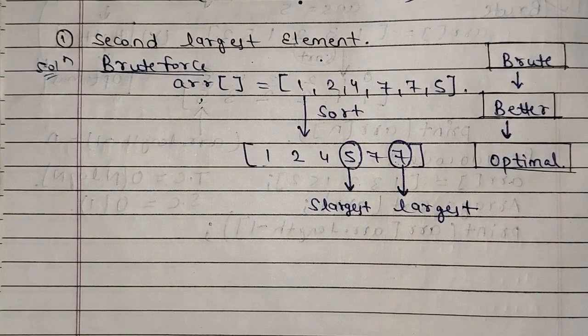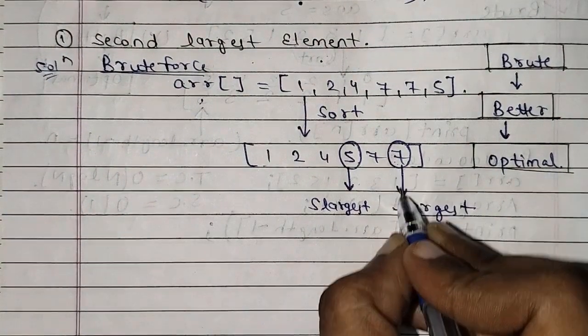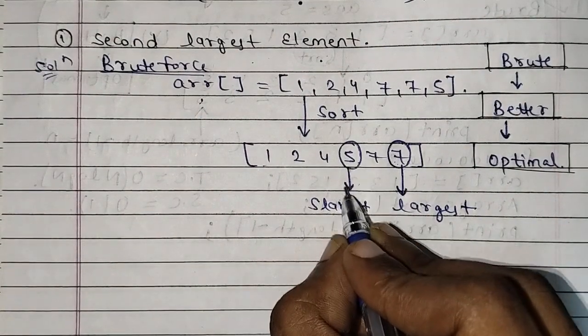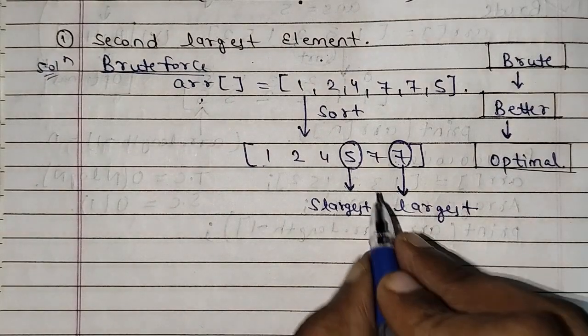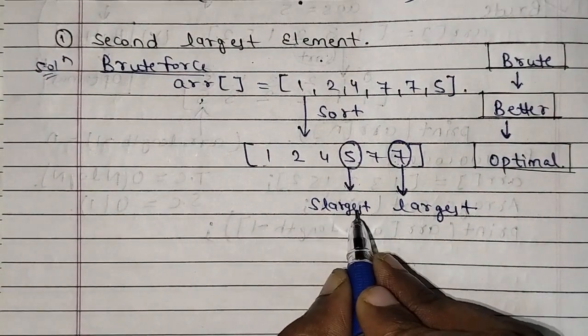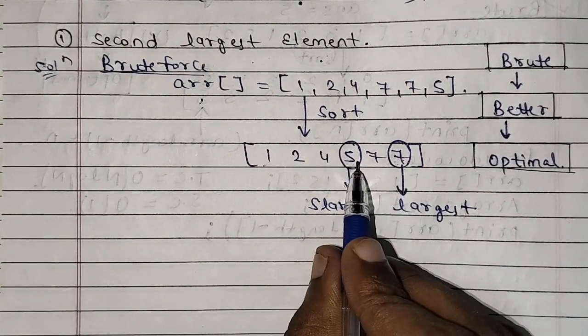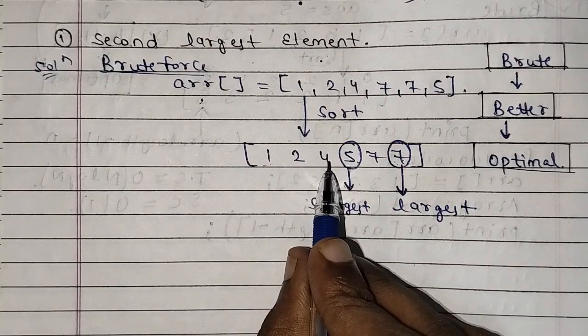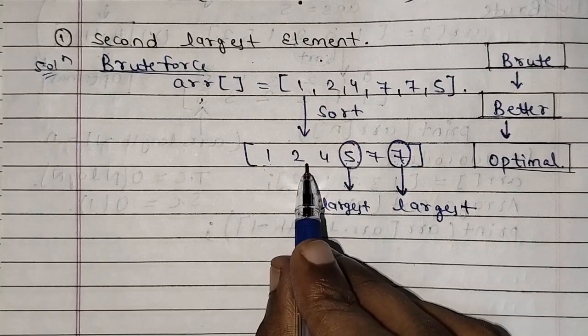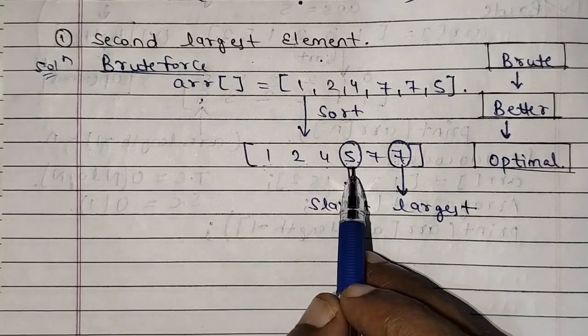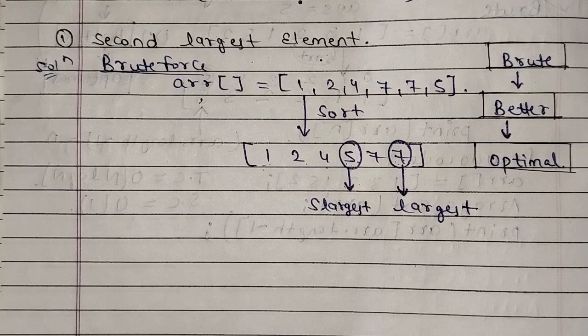Okay, here 7 is our largest element and 5 is our second largest element. We have to find the second largest element. The second largest element is 5, which is lesser than the largest element but greater than the other elements. 5 is greater than 1, 5 is greater than 2, and 4 is lesser than 5. So the second largest element is the element which is greater than the other elements except the largest element.